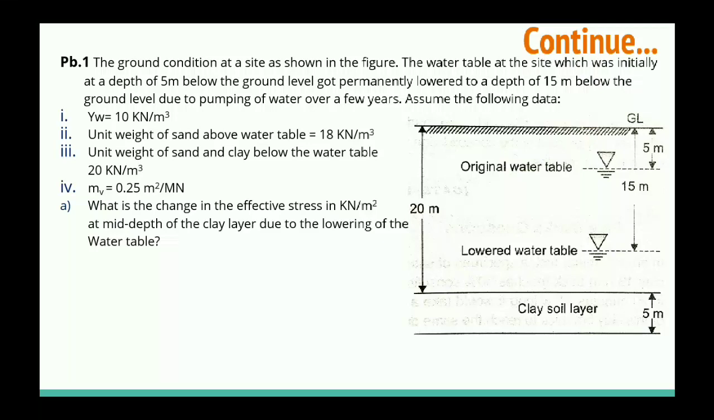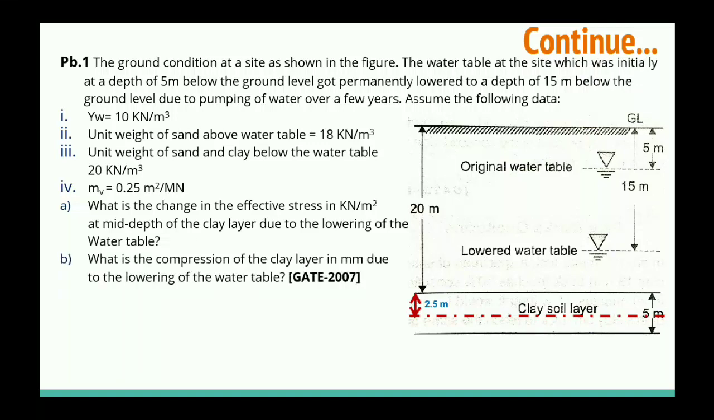The first part that we have to calculate is the change in the effective stress in kilonewton per meter square at the mid depth of the clay layer due to the lowering of the water table. The mid depth of the clay layer is shown in the figure by the red dotted line, and that is 2.5 meters below the bottom of the first layer, the first soil deposit.